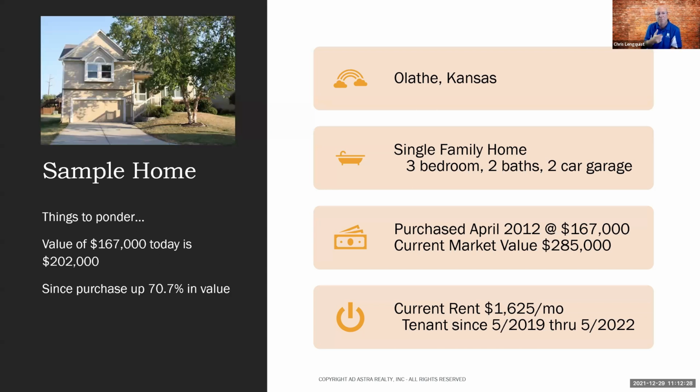But here's the other thing. If you go back to that $167,000, the value of that home is up 70.7%. We haven't talked about cash flow yet. We haven't talked about principal reduction. We haven't talked about tax benefits. And yet the appreciation on that home is 70.7%.